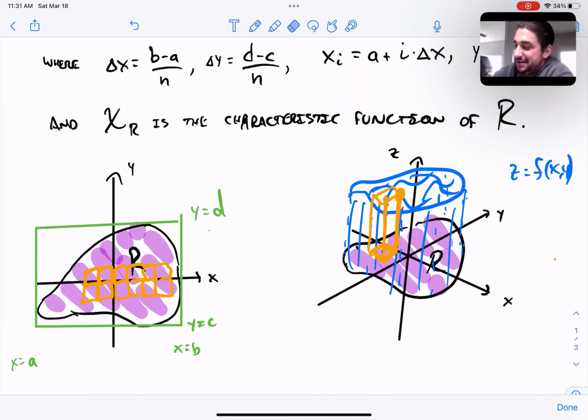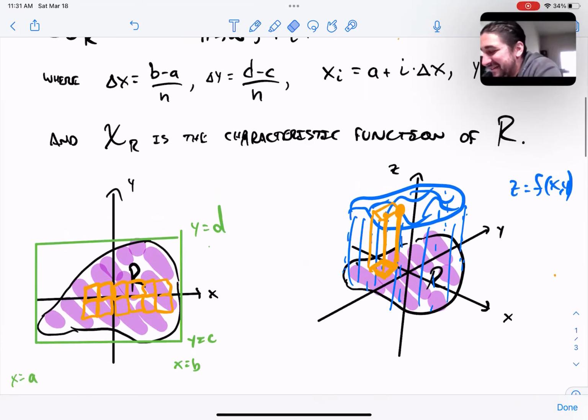There we go. Slightly better. Close enough. So you can imagine it should be a rectangle.